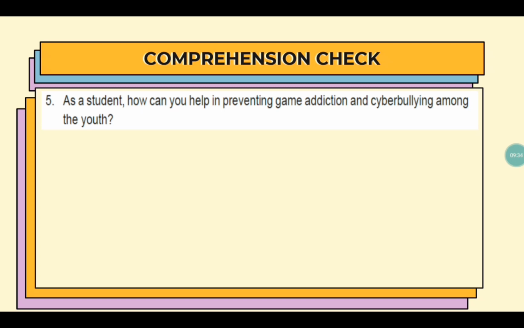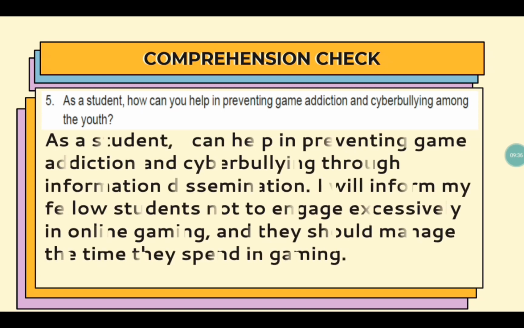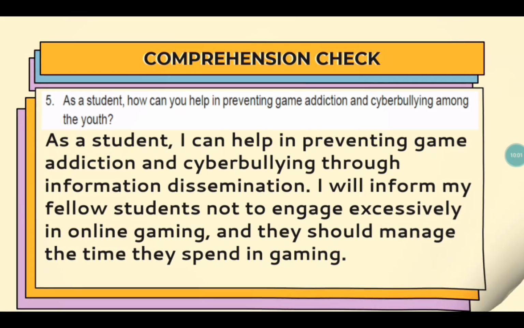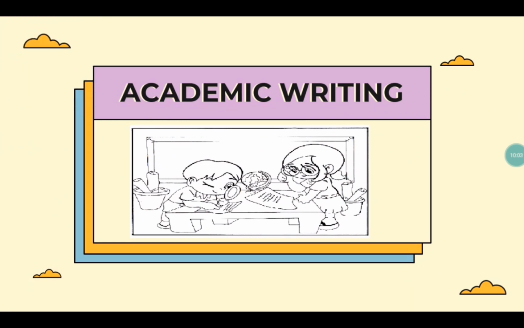Do we have the same answer? As a student, you can help in preventing game addiction and cyberbullying through information dissemination. You will inform your fellow students not to engage excessively in online gaming, and they should manage the time they spend in gaming. So that is an example of academic writing.